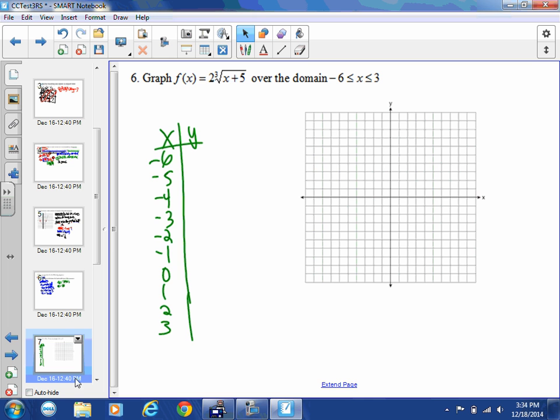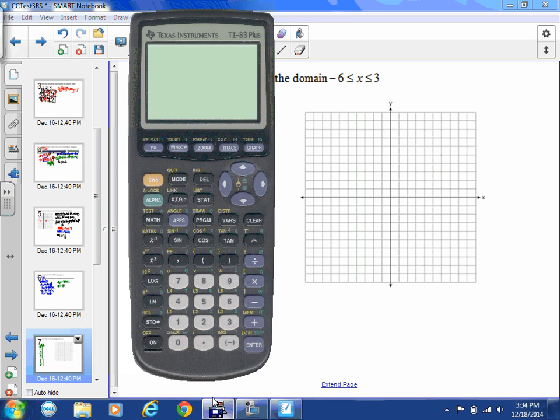So I'm going to load up my calculator and I'm going to go to y equals. I'm going to clear this out. I'm going to hit Q. As I get to the cube root, I hit math for 2 cube root of x plus 5. Once again, your calculator will display it differently.